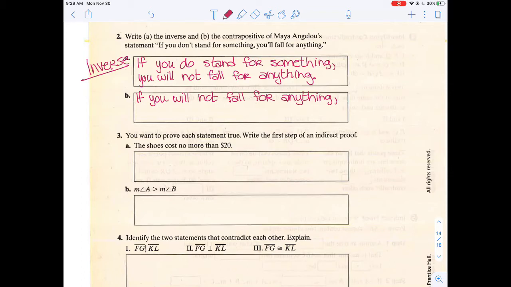If you will not fall for anything, then you do stand for something. That's the contrapositive.